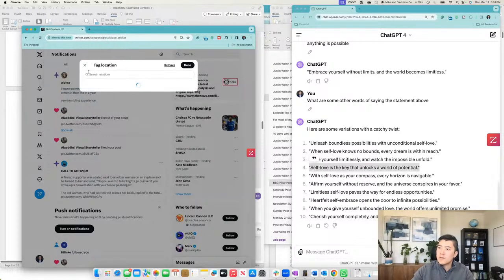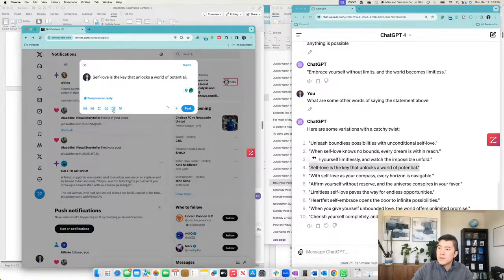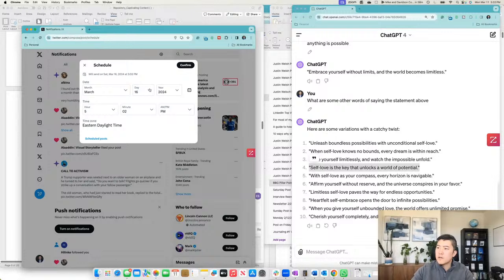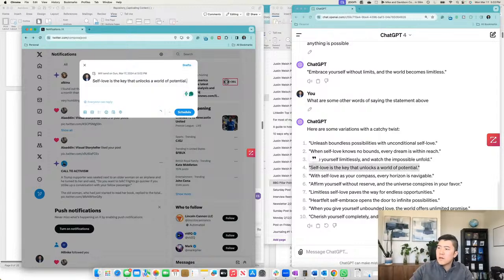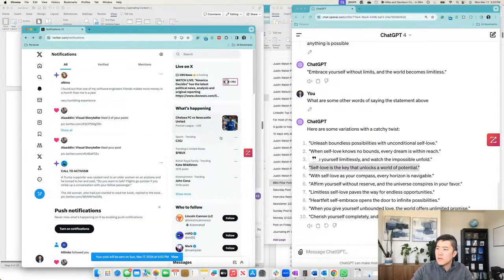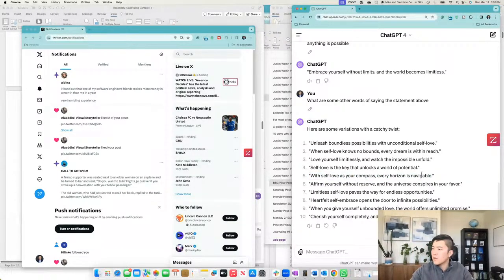Oh, oops. I can preset this for tomorrow. Okay. With self-love as your compass, every horizon is navigable. Ooh, that's good.